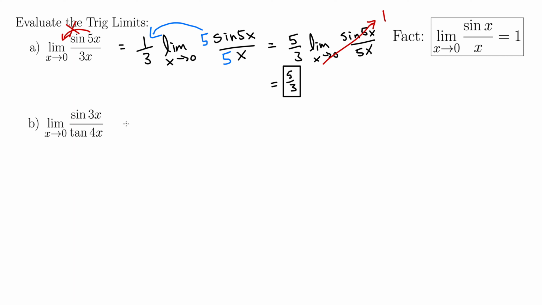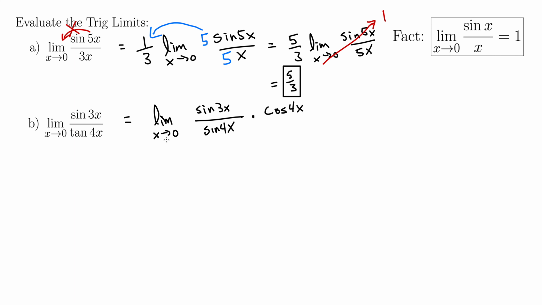Let's see, I'm going to write this as the limit as x goes to 0. Let's rewrite this a little bit. We can write this as sine 3x, we'll leave that as it is. And then tangent we can write as sine over cosine, so over sine 4x. And then this cosine will flip up to the top. I'm just going to put it out here, cos 4x.